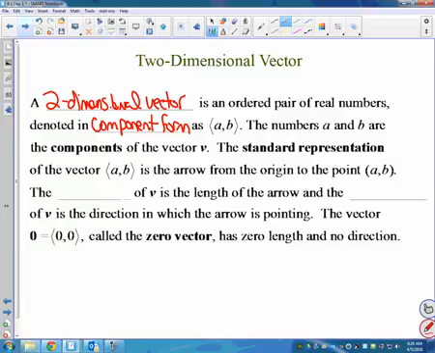And we call it component form because each one of those is called a component, and that's what that says. The numbers A and B are the components of the vector. The standard representation of the vector is those pointed parentheses. And when you see that, that's measuring from the origin to that point. And so it's really easy to graph it because you just graph it like any other point that you've ever graphed.